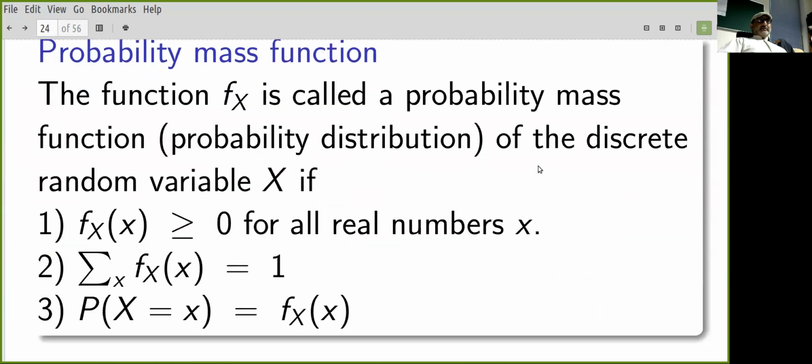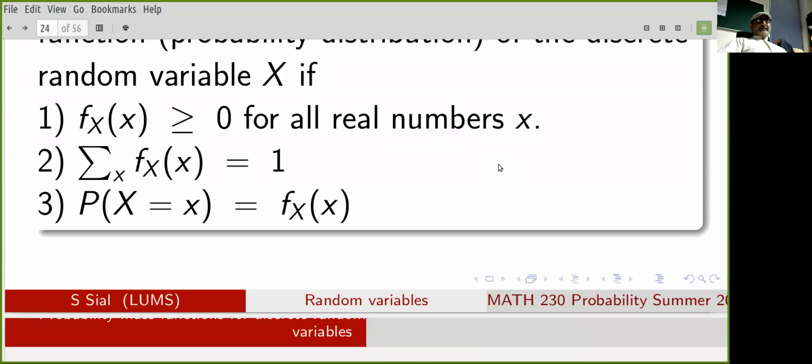Okay, so the probability mass function definition. You have a discrete random variable, capital X. I'll try to be consistent in my notation. The PMF for that will be written as small f sub x. And so this probability mass function of the discrete random variable has these properties.